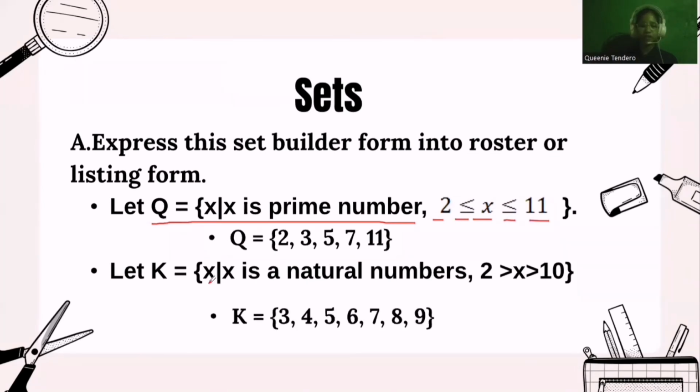Who can answer? Very good, Miss Yanong. So Miss Yanong's answer is set K is equal to {3, 4, 5, 6, 7, 8, 9}. So these are all natural numbers.